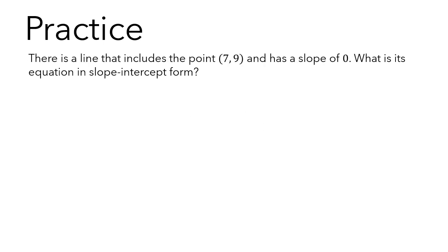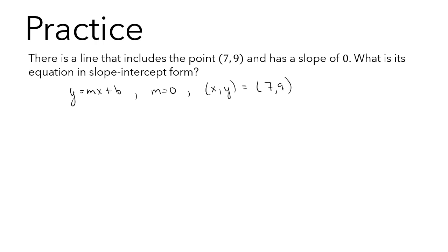Let's try another one. There's a line that includes a point (7, 9) and has a slope of 0. What is its equation in slope-intercept form? So we're going to do almost the same thing, but the key difference is that our slope is 0. So let me write out what I know. My point is (7, 9), slope is 0. I need to solve for b.